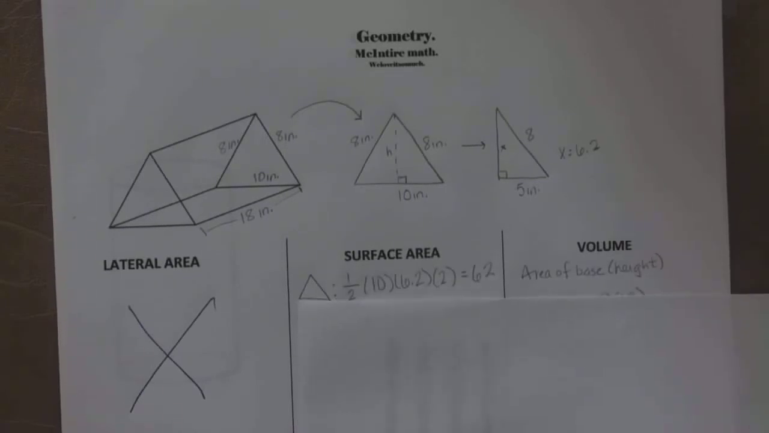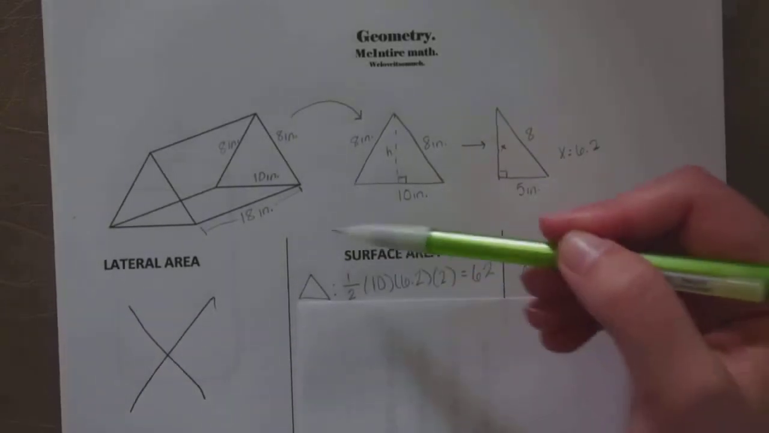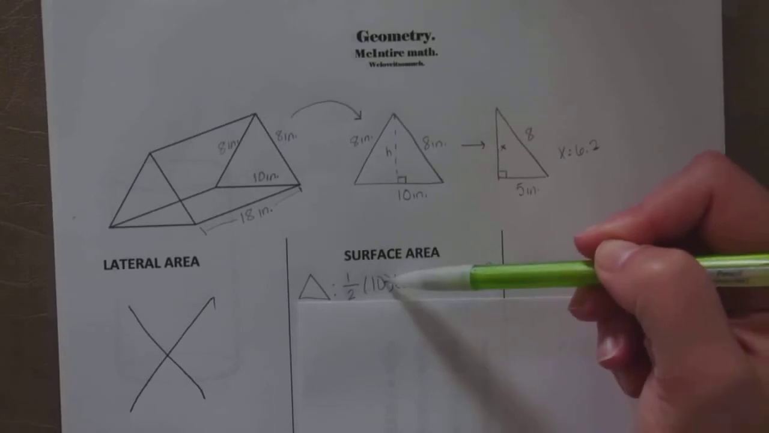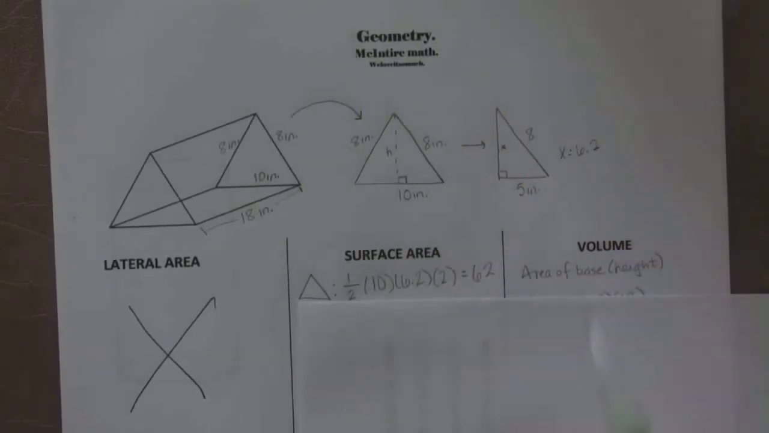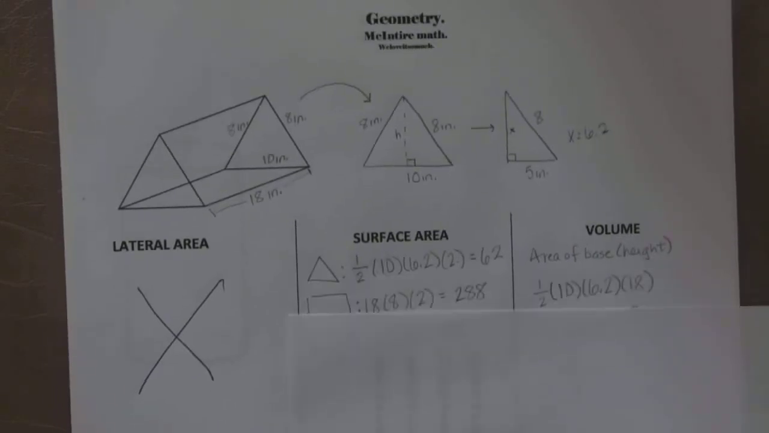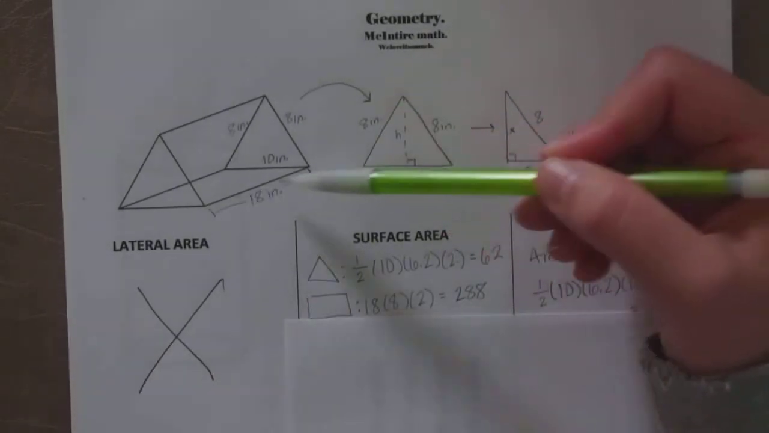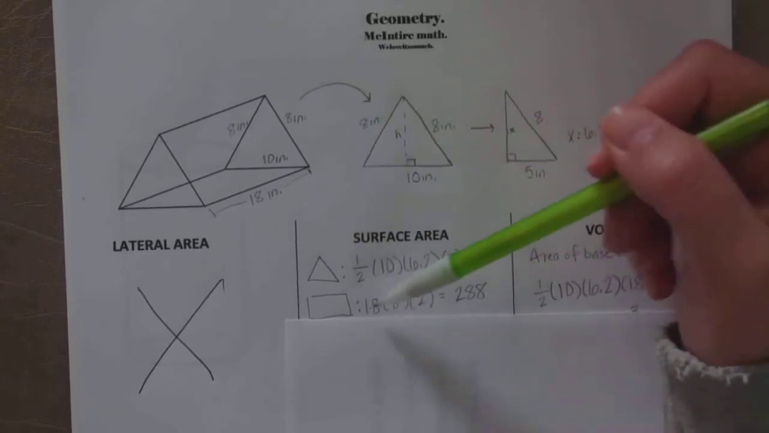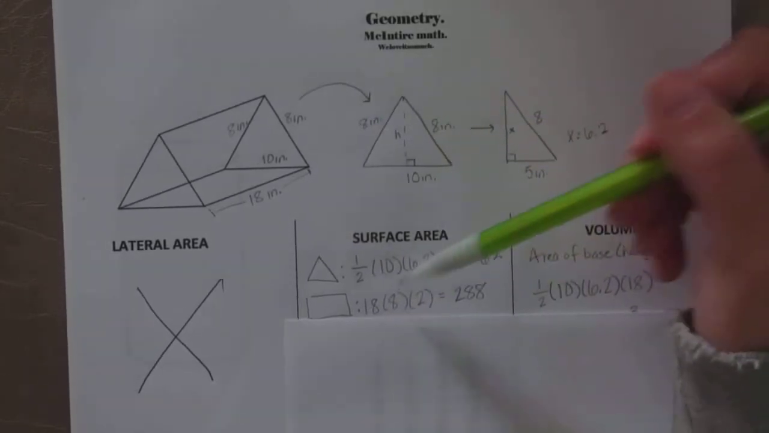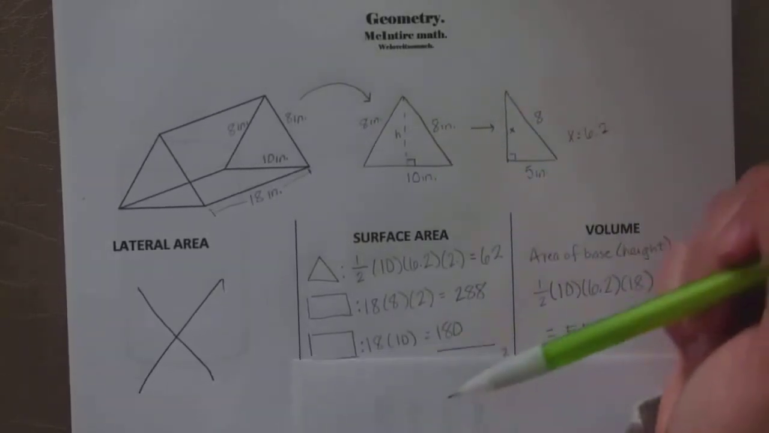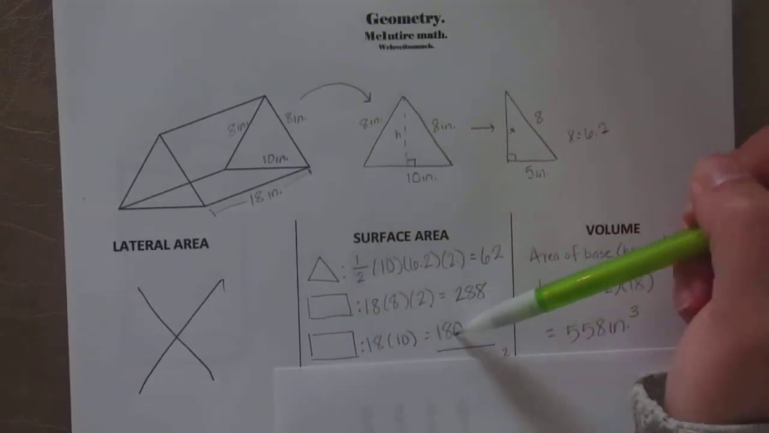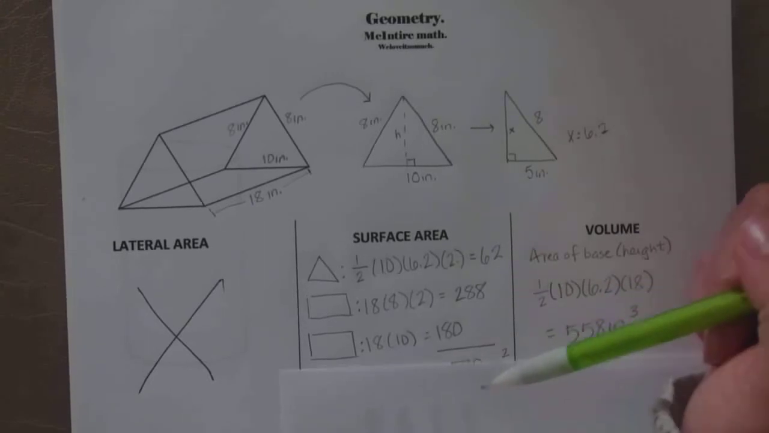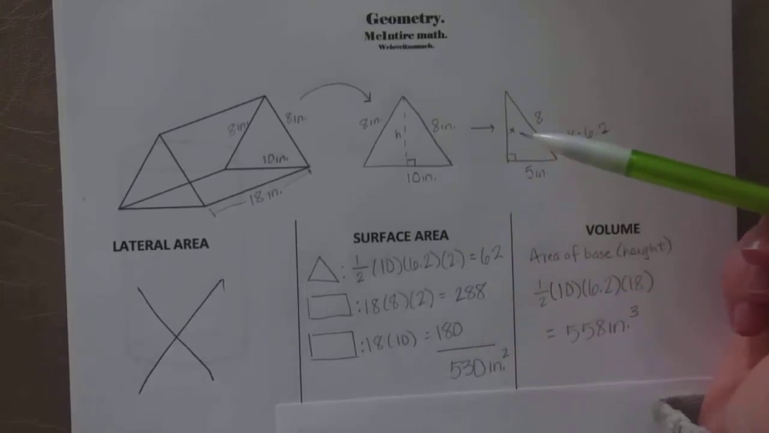Geniuses. Alright, so now when you plug it in, the area of the triangle is half of the base times the height. So the base is 10, the height is 6.2. There's two of those triangles. So 62 inches. And then this rectangle here is just 18 by 8, and there's two of them multiplied. 288. Bang, bang. This rectangle on the bottom, 18 times 10 gives you 180. If you add them all up, you should get 530 inches squared.